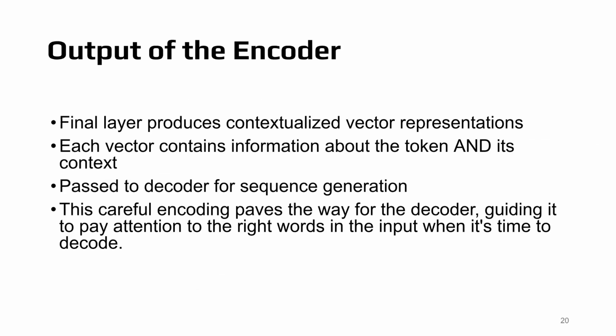After passing through all encoder layers, we have our final output. Each position now contains a rich, contextualized representation. The vector for bank in riverbank is different from bank in bank account. Context has been incorporated. These representations are passed to the decoder, which will use them to generate the output sequence. The encoder has done its job, understanding the input in its full context.